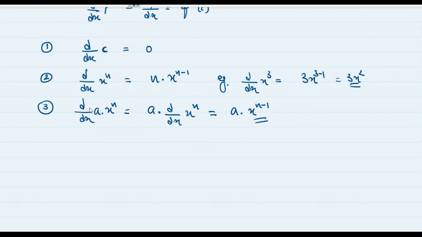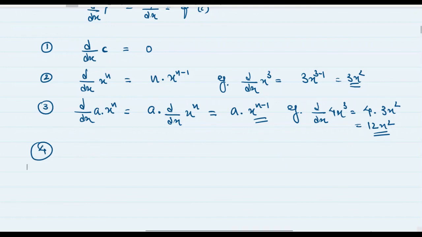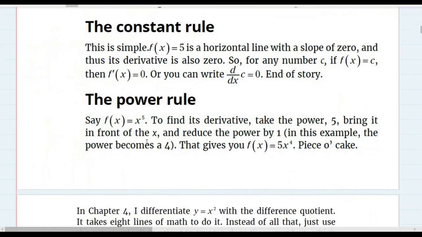That's it. So for example, let's say we want to find the derivative of 4x cube. It will be 4 multiplied by the derivative of x cube, because 4 comes out of the derivative, and the derivative of x cube is 3x square. We just did it here. So 4 into 3x square, that is 12x square. Simple. Let's go to the next rule. Please note down all these rules.